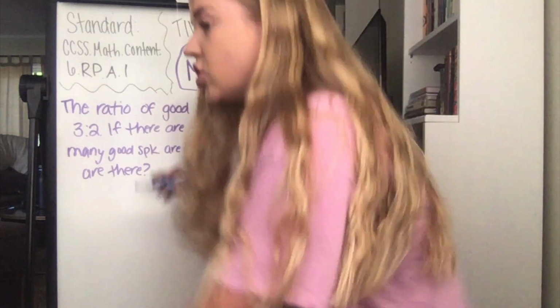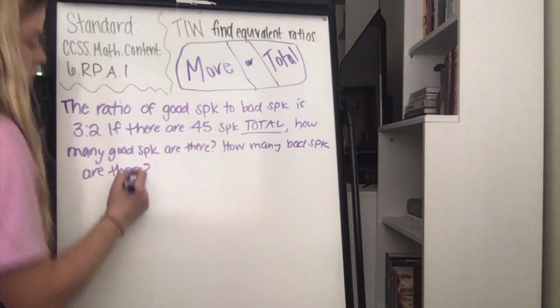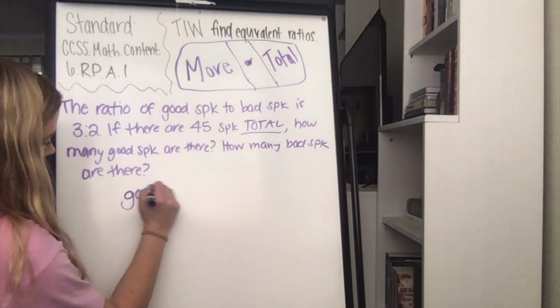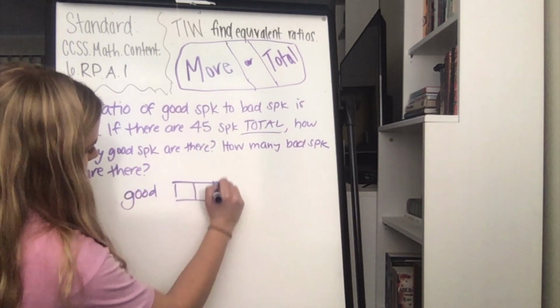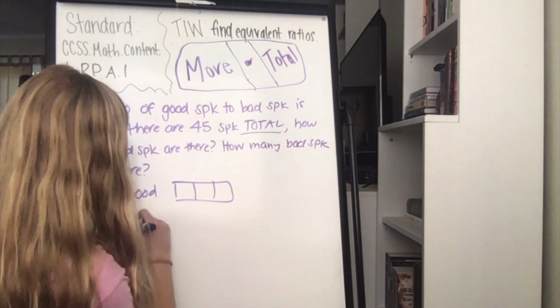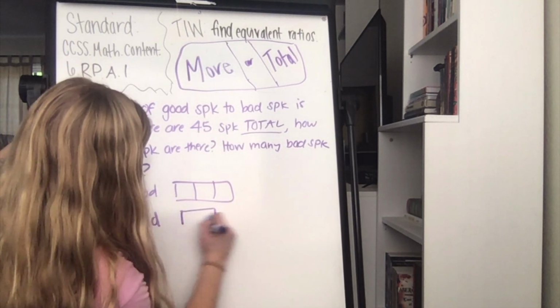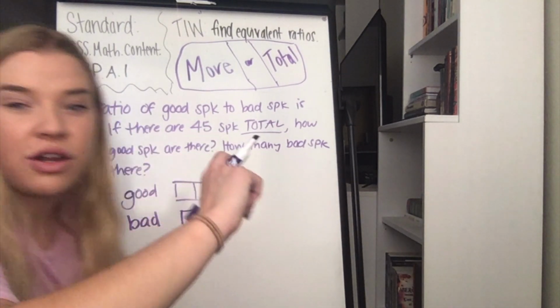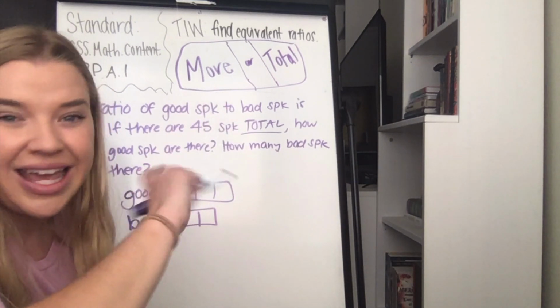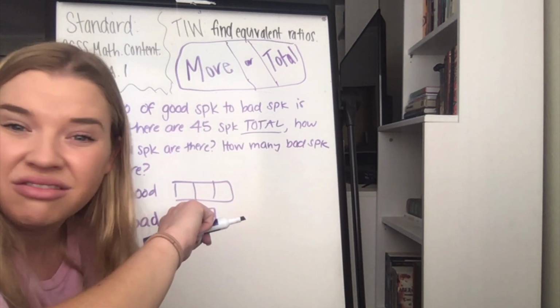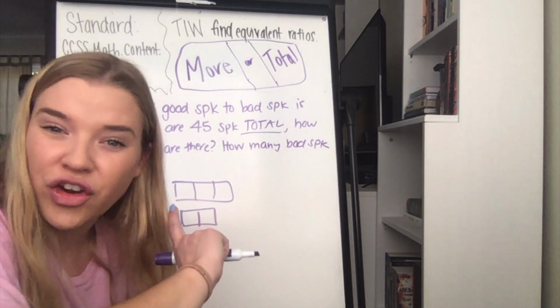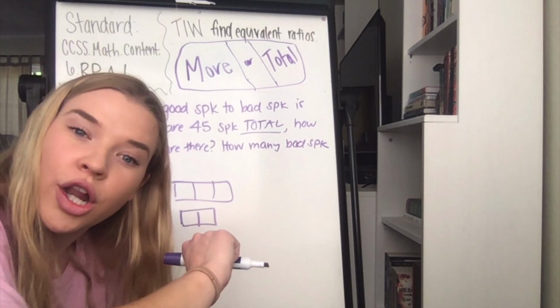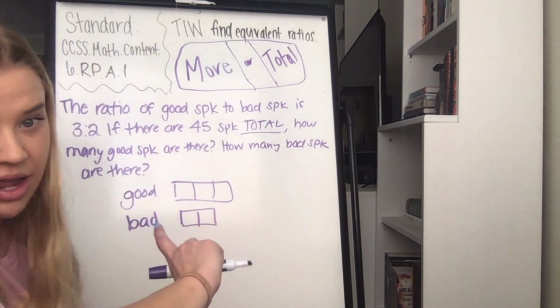Okay, so I'm going to still use my tape diagram, and I'm going to use the same amount of boxes, right? The ratio of good to bad is still 3 to 2, so good, I'm going to draw 3 boxes. Bad, I'm going to draw 2 boxes. Okay, but now I'm saying that there's 45 Sour Patch Kids total. Am I saying that there's 45 good? No. Am I saying that there's 45 bad? No. I'm saying there's 45 total. How many total boxes do I have on there?